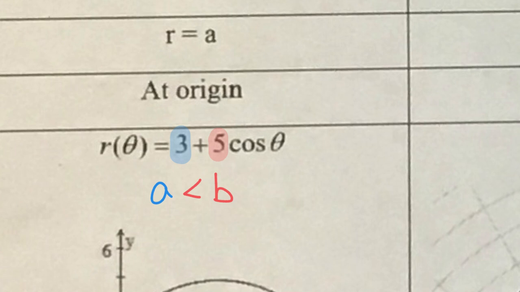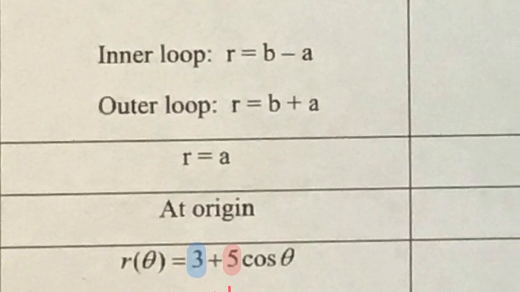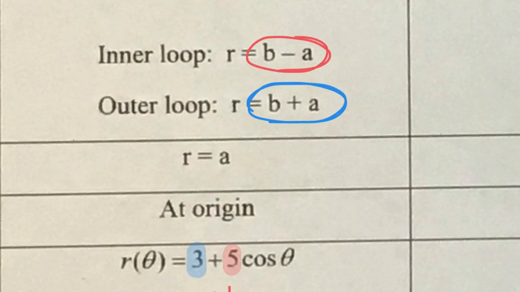So once you have identified it as being an inner loop limaçon, how do we find out where the loops are? Well, for the outer loop, you add your two numbers together, and for the inner loop, you subtract your numbers. It's always B minus A. Notice the larger one minus the smaller one. We're not going to get any negative values around here. They're going to be these positive ones.